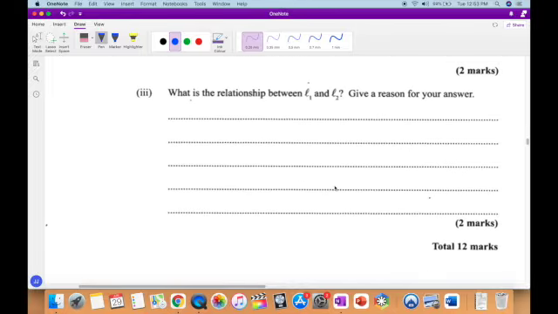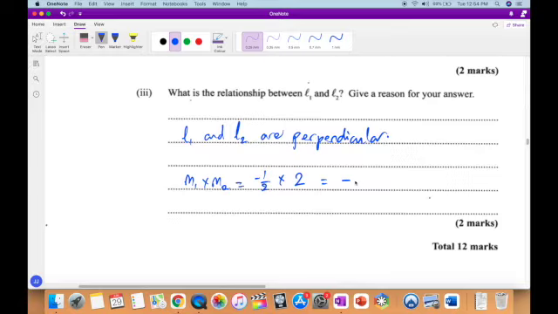Right? What is the relationship between L1 and L2? Give reasons for your answers. So the reason is that L1 and L2 are perpendicular, and the reason being because M1 multiplied by M2 is equal to negative a half multiplied by 2. If you multiply both of the gradients of perpendicular lines, you will always get negative 1. So once the lines are perpendicular and you multiply their gradients, you will get negative 1. That is the rule, right?